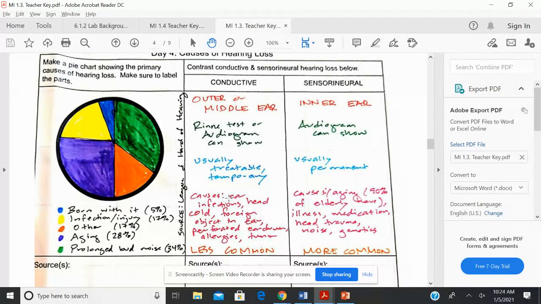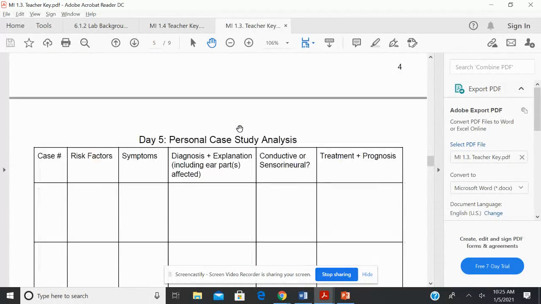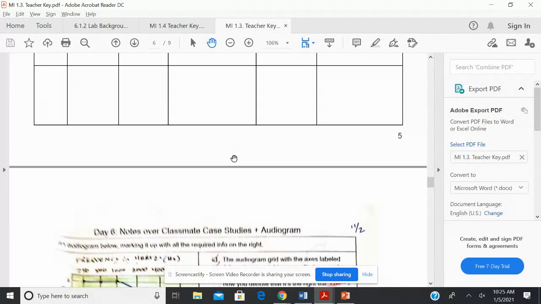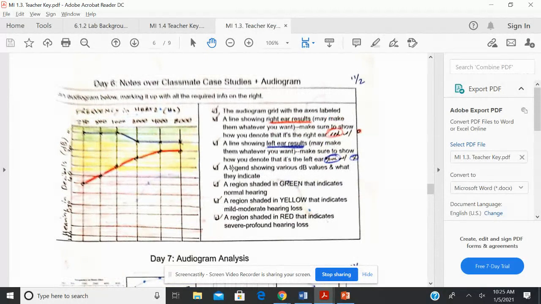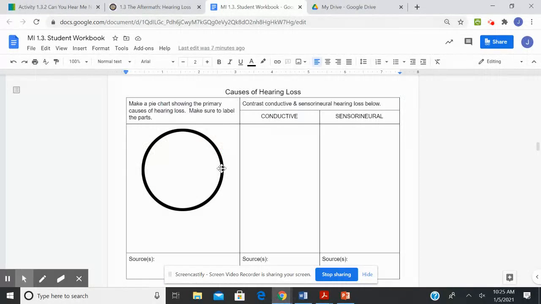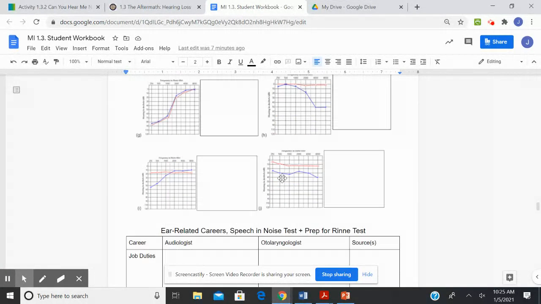Conductive hearing loss is typically temporary. That's usually due to ear infections or a cold, something stuck in the ear, a perforated eardrum, allergies, or tumors, which are less common. That can be tested with the Rinne test, which we're going to do in class Wednesday, Thursday. Meningitis obviously damaged some of Sue Smith's hearing, and we're going to go over the results of these individuals and compare those to the audiograms in class. We'll go through those, and basically you'll match those up.